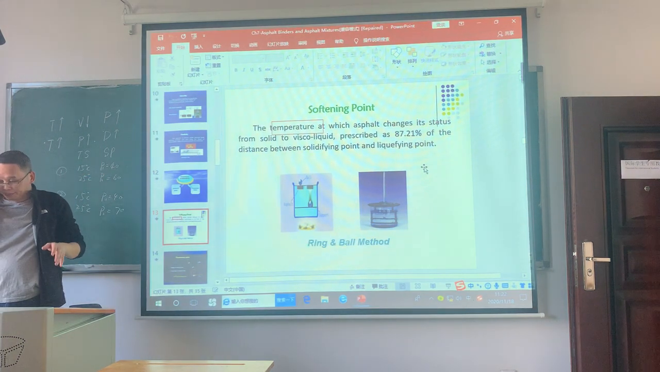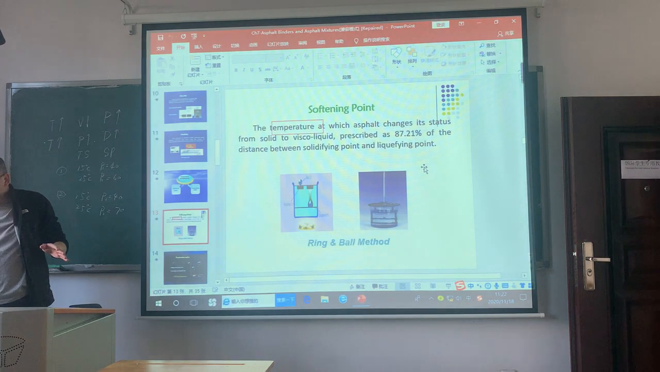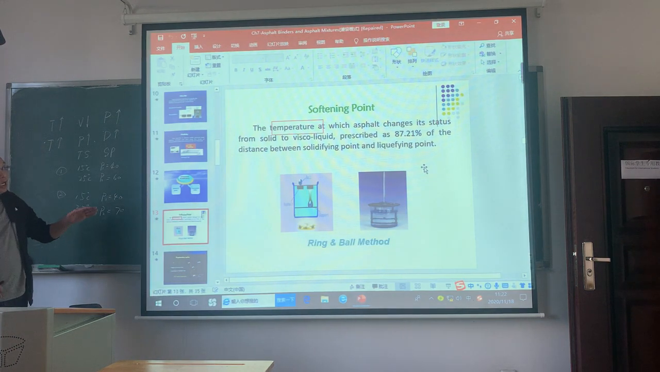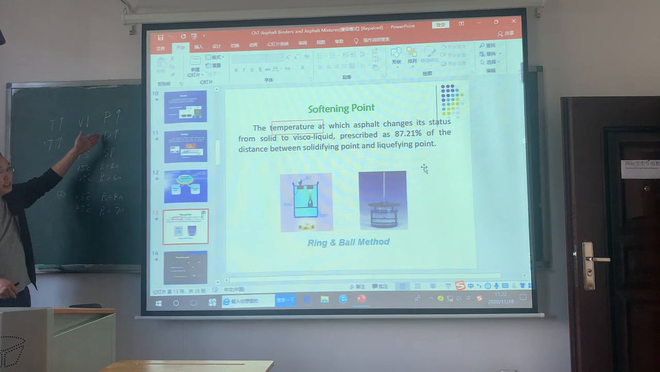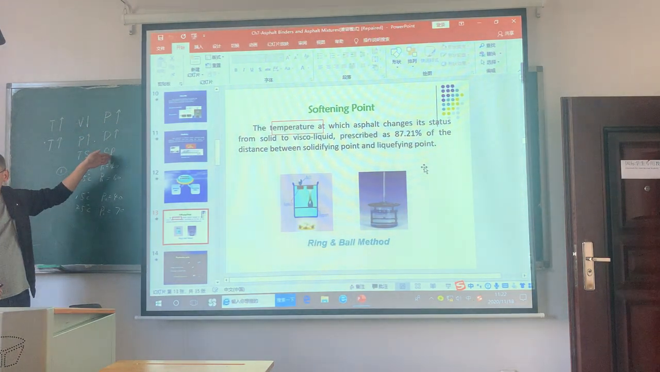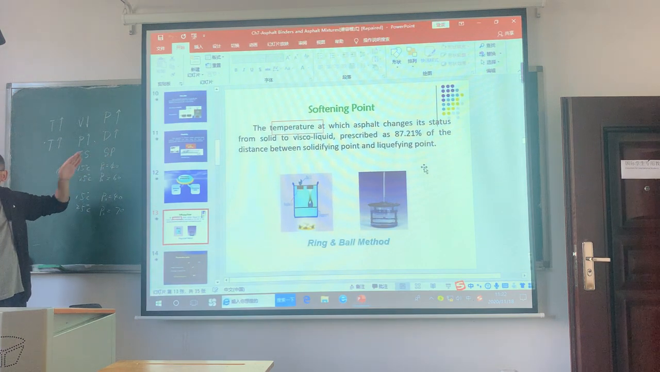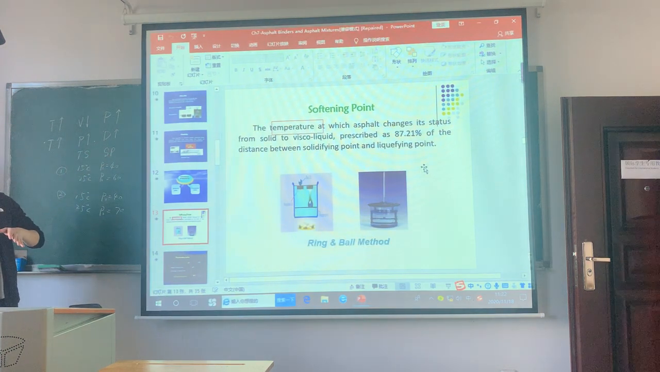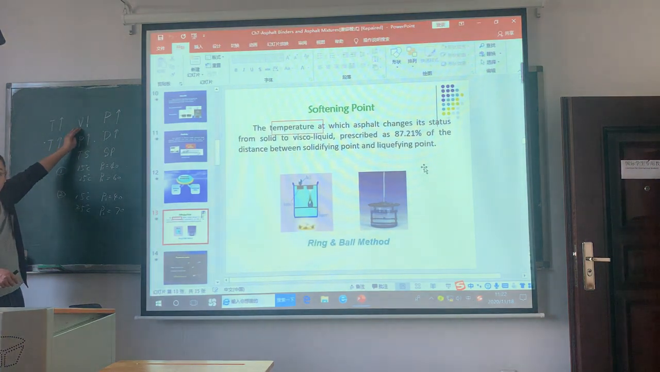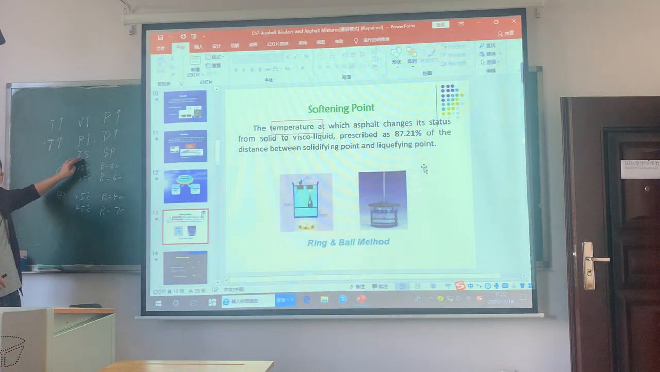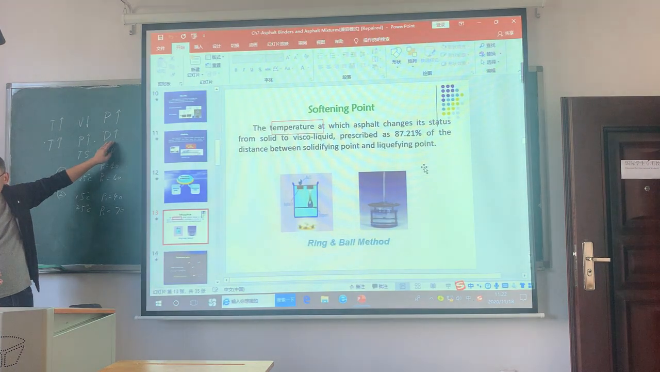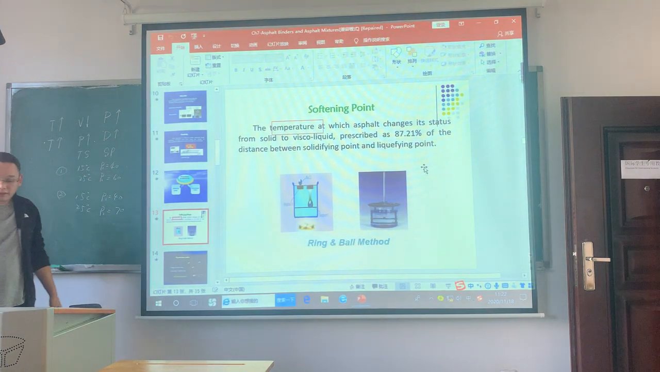When we evaluate the performance of the asphalt, we usually take these three indexes for the evaluation of the quality of the asphalt. So what are the three properties? Viscosity, plasticity, temperature susceptibility. These are the most important properties, but these are the indexes.